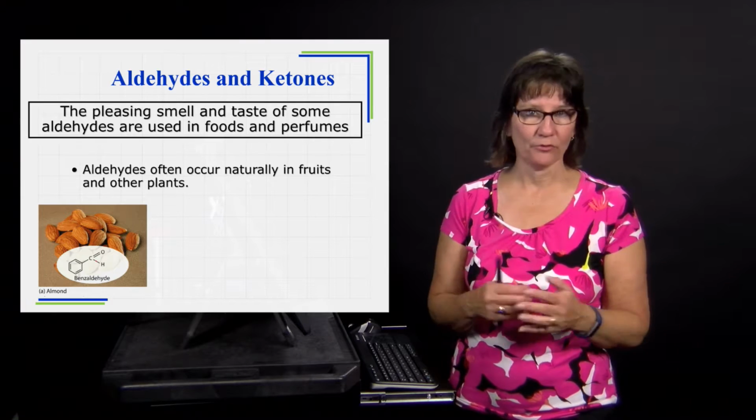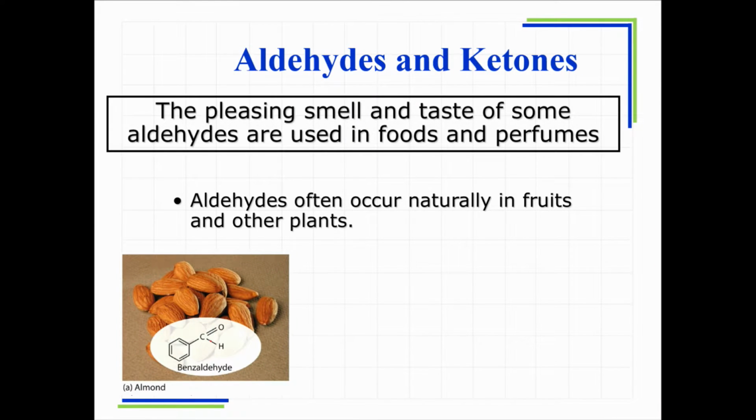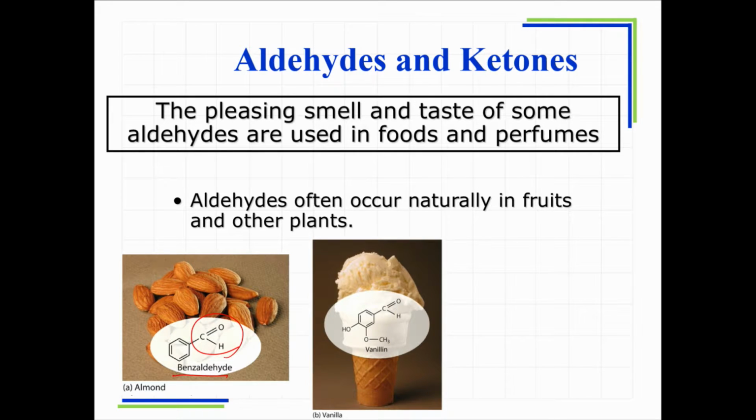Here are some examples, okay? So I don't want you to memorize that structure. I do not want you to memorize the name of this compound, but I want you to be aware that if you saw this, that's an aldehyde, okay? And that benzaldehyde is actually in almonds, and it gives us some of that almond flavor.